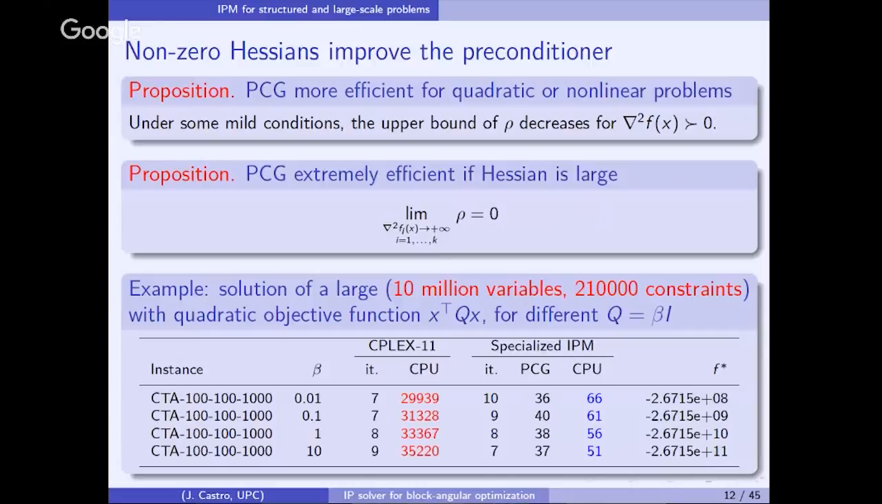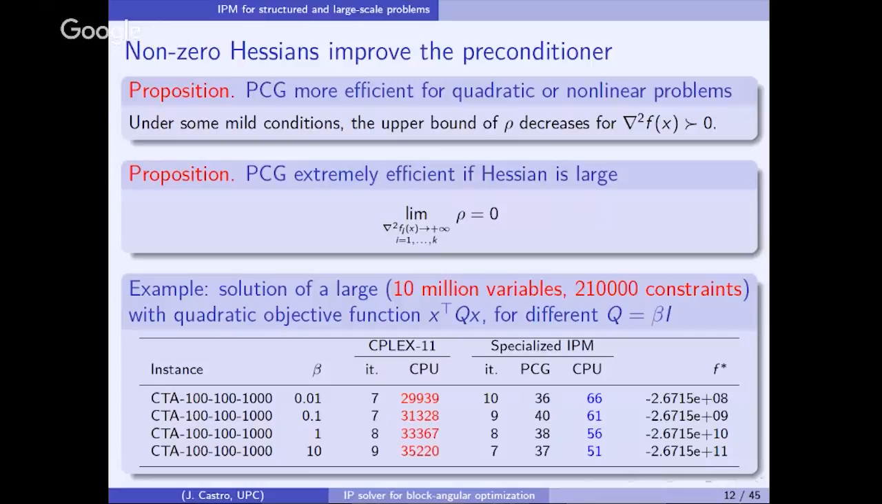This is a data confidentiality problem. It's a problem with 10 million variables, this number of constraints. And this is a pure quadratic problem, no linear term. So the objective function is only this, x transpose Qx. And here I'm considering that Q, the quadratic term, is beta times identity. Beta is a scalar. And these are results for different betas. So the larger the beta, the better according to that result, because the Hessian goes to infinity, okay?